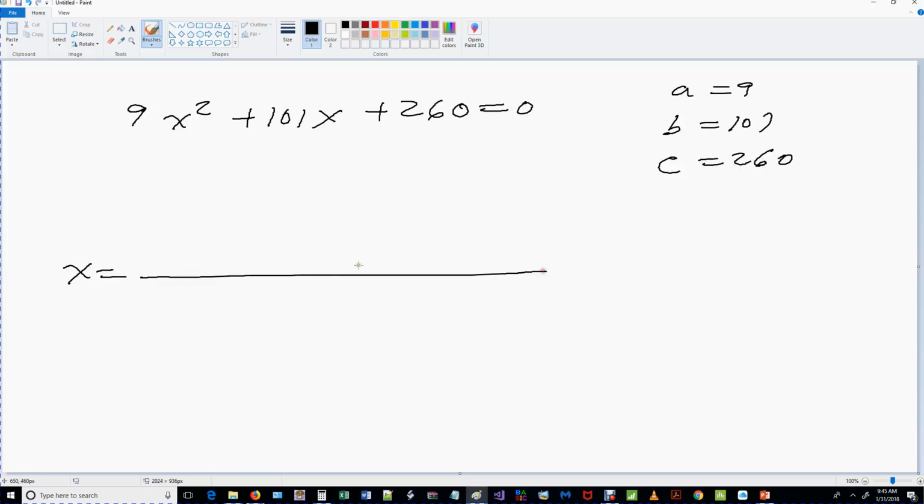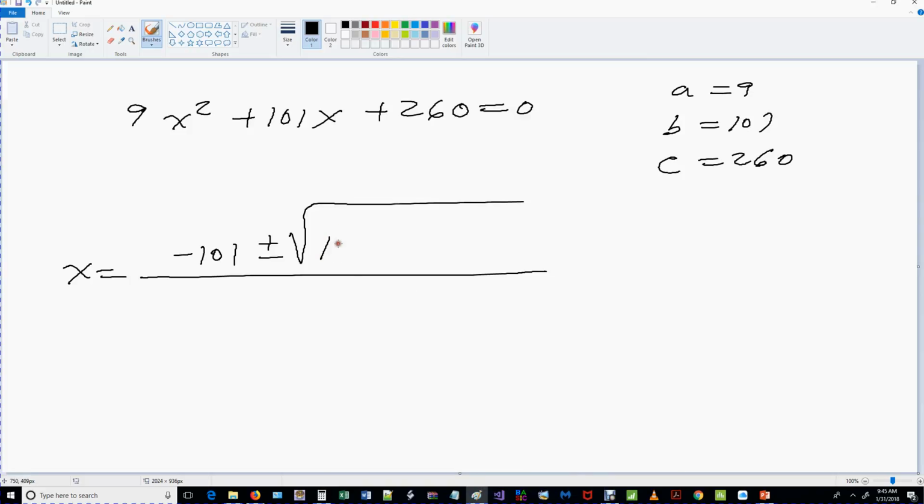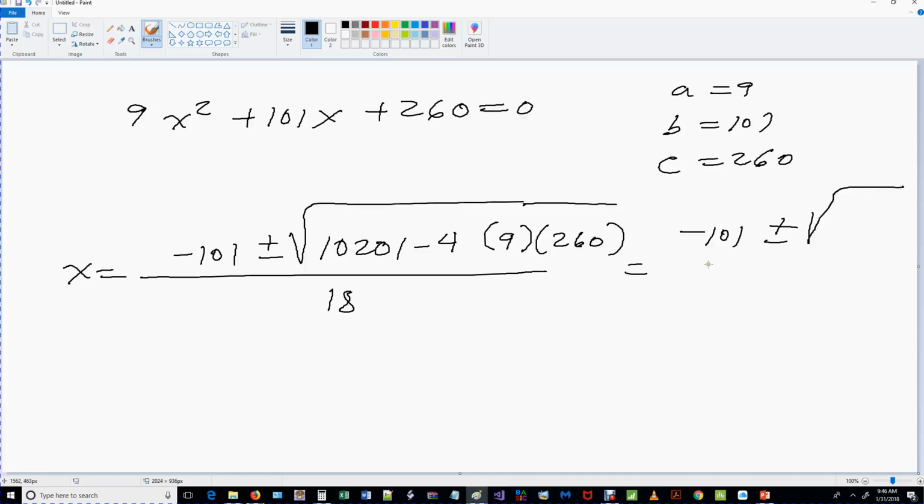So we are going to find the answer using the quadratic formula. So on the first part you got minus B, so it's minus 101, and then the square root, inside of the square root you have 101 squared. So it's 10,201 minus 4 times A times C, where A is 9 and C is 260, and then all of that inside of the radical. On the bottom you have 2 times A. A is 9, so that's 18. Now let's do this. Minus 101 plus or minus the square root of whatever that is, over 18.